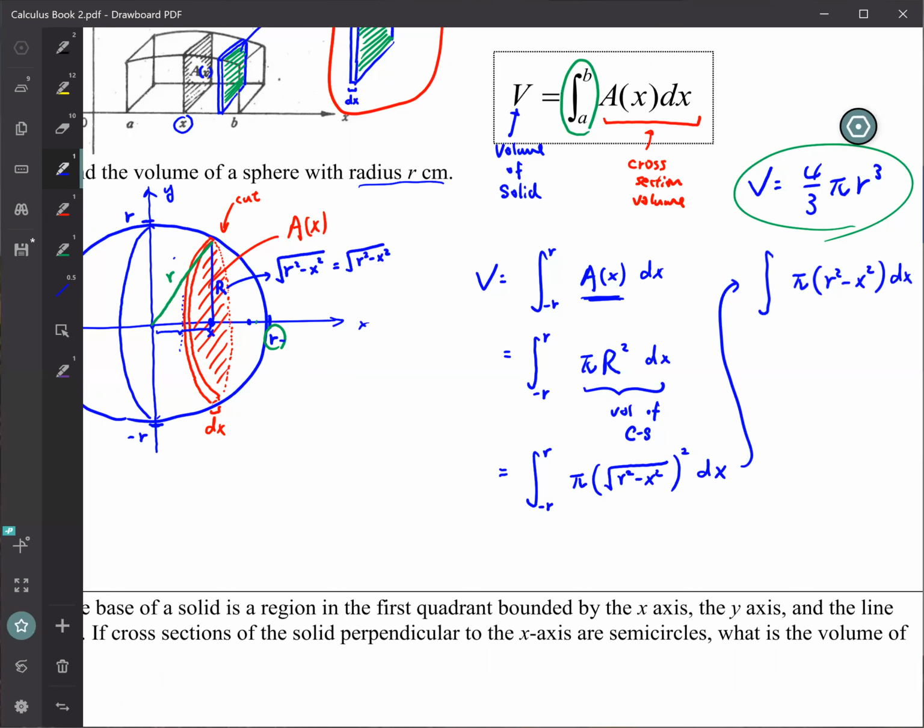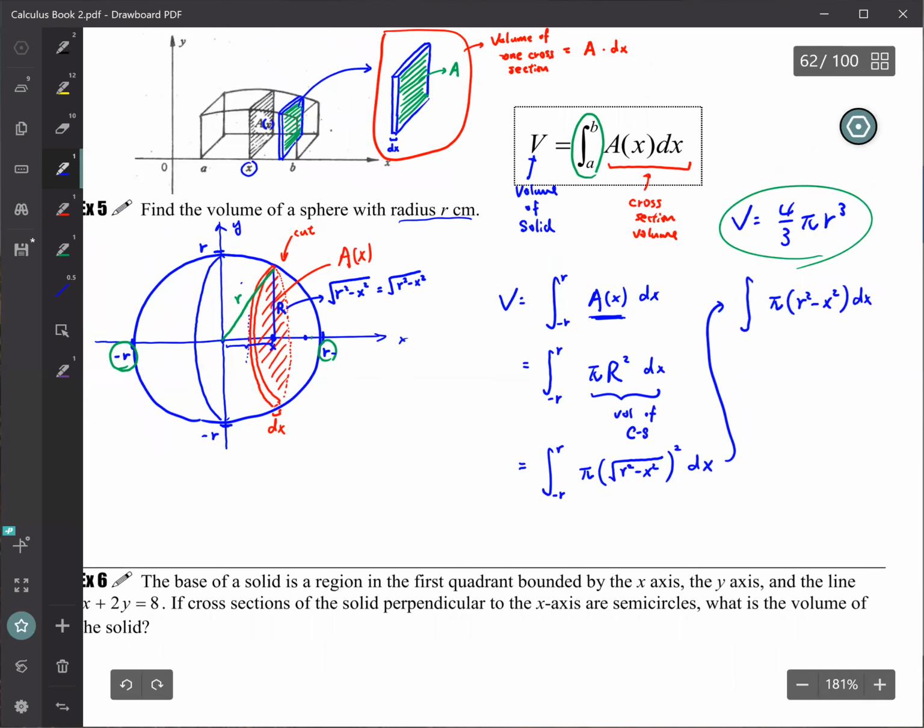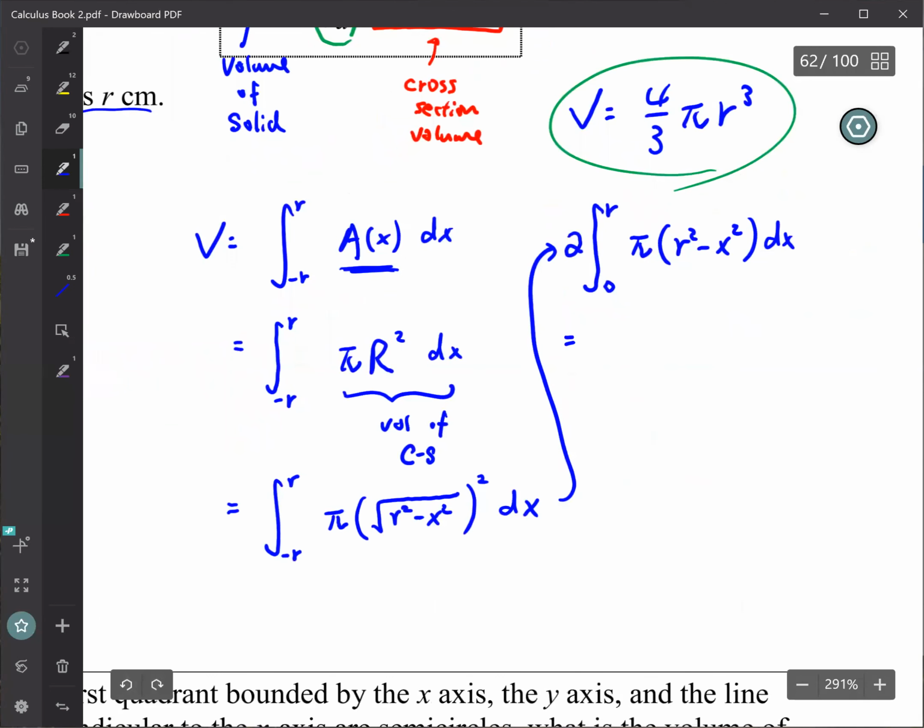And then because the sphere is symmetrical, right? So instead of adding all the disks from negative R to R, I could also just do from 0 to R, and then times 2. Yeah, times 2. Kind of like the way we do area, right? When we see something symmetrical, we could just find one side and make the volume double, right? Because volume won't change. Volume is always positive. Okay, so that's all we need to do now. The setup is there. Now we can find the answer.